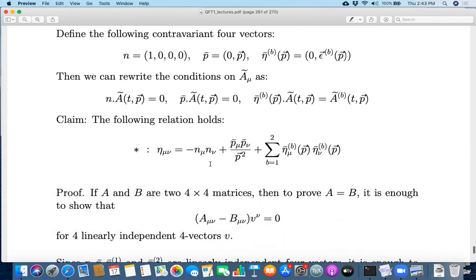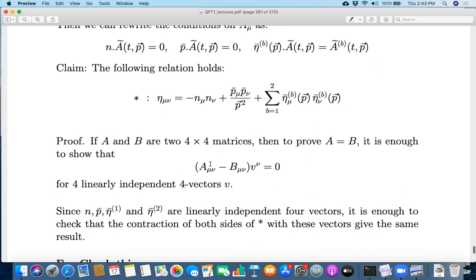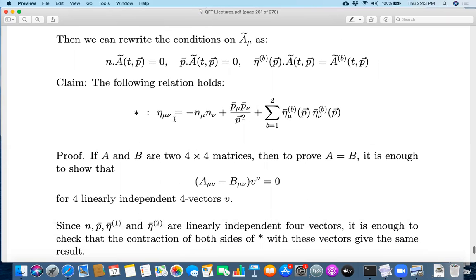Okay, so now we make a claim that eta mu nu can be expressed in this form. A relation of this kind you are probably familiar with in 3 dimensions, in the usual Euclidean space, n-dimensional Euclidean space. This is basically a decomposition of the identity matrix in a complete set of basis states. This is the analog of that in the Lorentzian version.